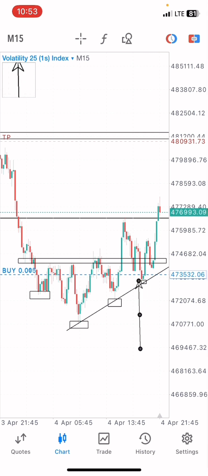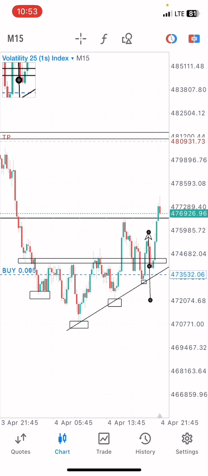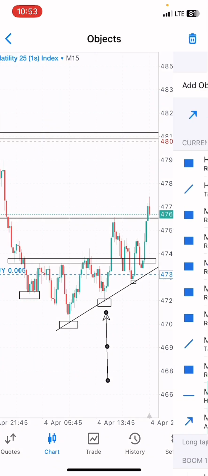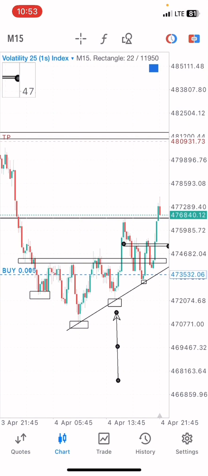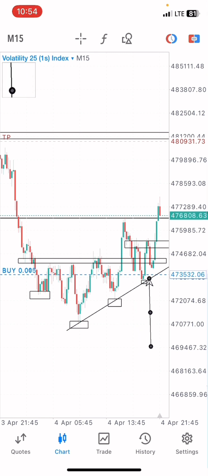Then you can see how far price pushed up, dropped, and continued. Then we had another formation again. As you can see, we had this left shoulder, the head, and the right shoulder. Another continuation pattern, another bullish reversal pattern.